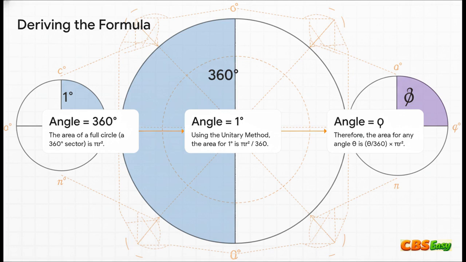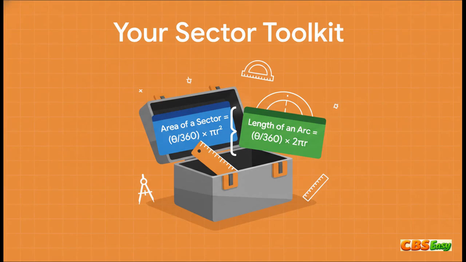So, we take the total area, pi r squared, we divide it by 360 to see how much area one single degree covers, and then we just multiply that by whatever angle we're actually interested in. Theta. Simple. So here they are, the two big formulas for your toolkit. And notice how similar they are. They both start with that same fraction, theta over 360.